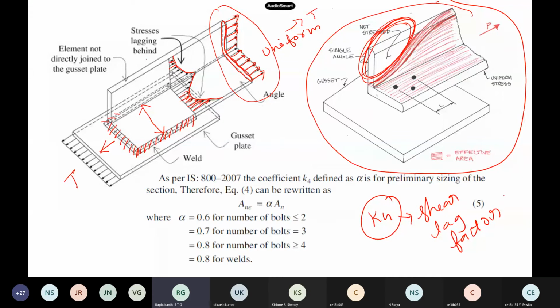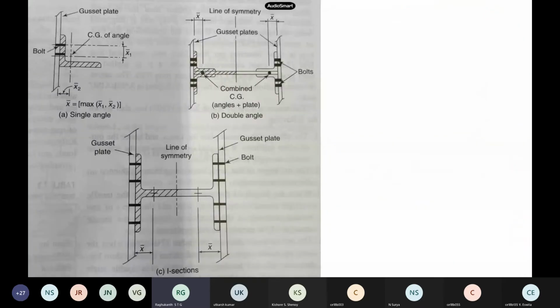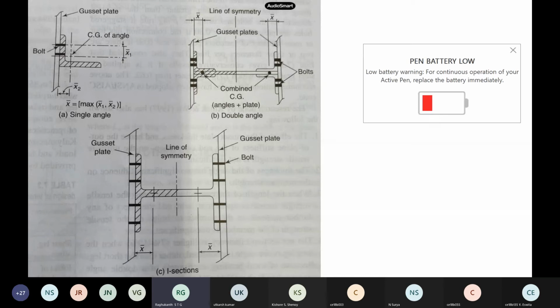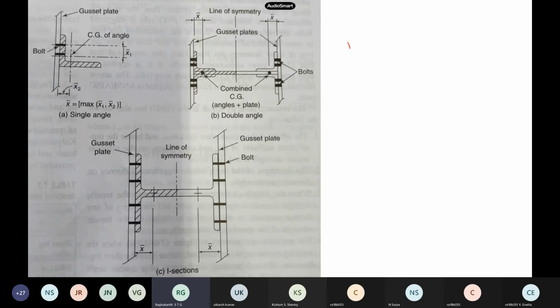Because of this issue, you have to do this calculation. So our code gives the formula alpha times An. This alpha is what they call the shear lag factor itself. People have done a lot of experiments, and they said it's a shear lag factor, say, that is K4 or alpha.